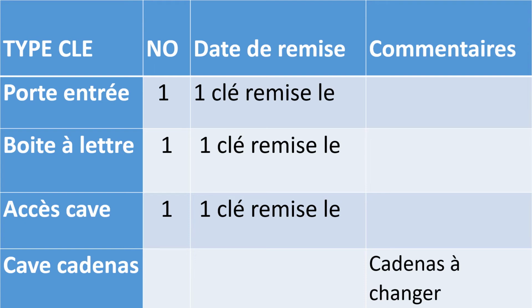I didn't put the date, but this is something like that you might see is une clé remise le plus the date. Okay, so the person actually received 3 keys, one for the front door, one for the letterbox, and one for the cellar. Okay, because when you have your cellar, you have to lock it. But interestingly, the Commentaires says that the cadenas is à changer. It means that the lock is not working and it has to be changed. Okay?